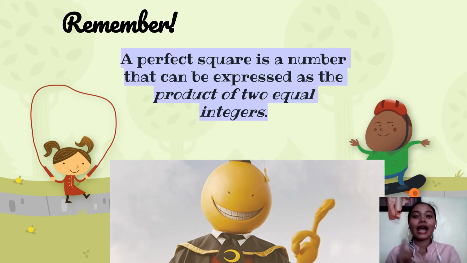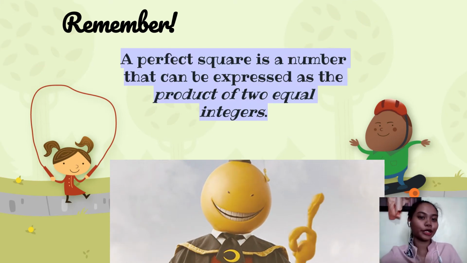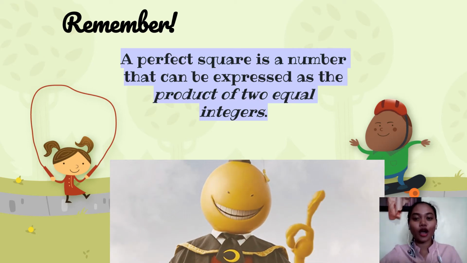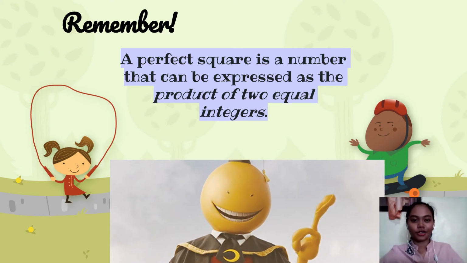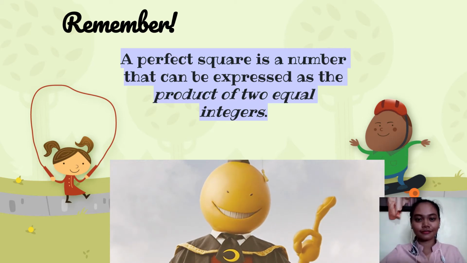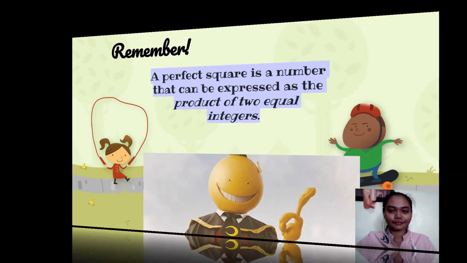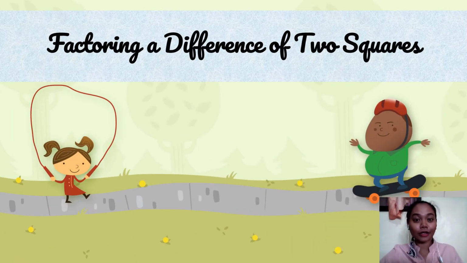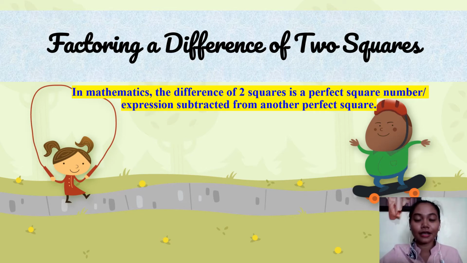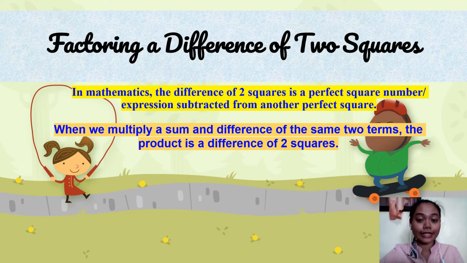Remember, a perfect square is a number that can be expressed as the product of two equal integers. So let's do the factoring a difference of two squares. In mathematics, the difference of two squares is a perfect square number or expression subtracted from another perfect square. When we multiply a sum and difference of the same two terms, the product is a difference of two squares.